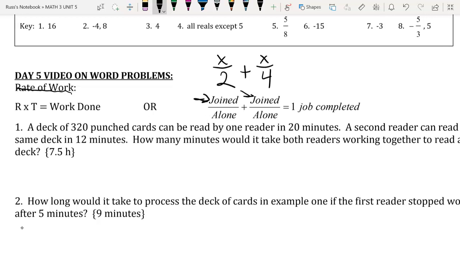Well, here's the deal. Even if we don't know how long it will take us, we know that we need to complete one whole job, and that's the reason we write these as fractions. So x over 2, however long we take together, divided by how long I can do it by myself, plus x over 4, how long we take together divided by how long my son can do it himself, should equal the one whole job that we do.